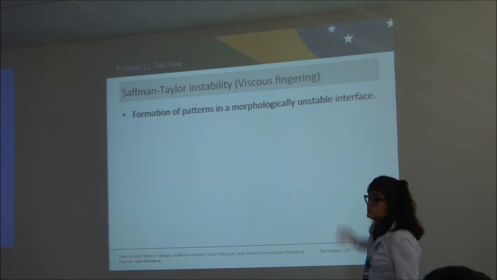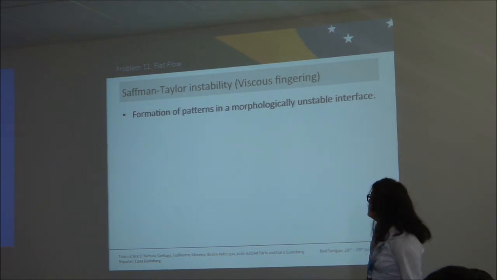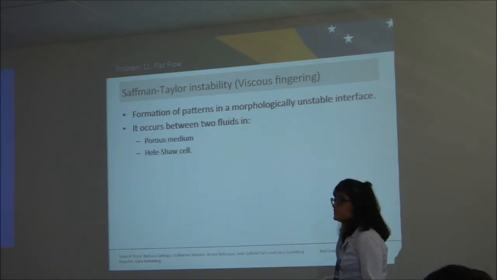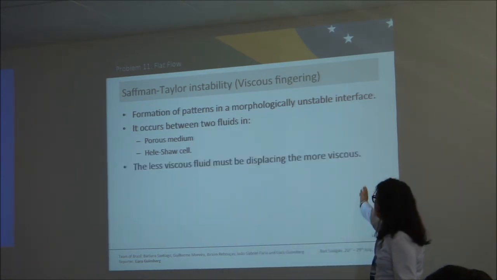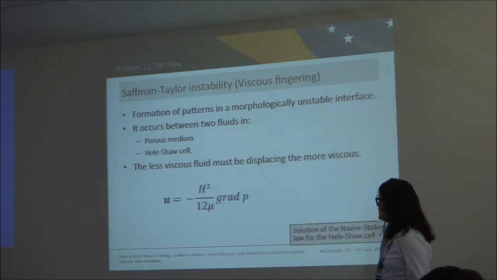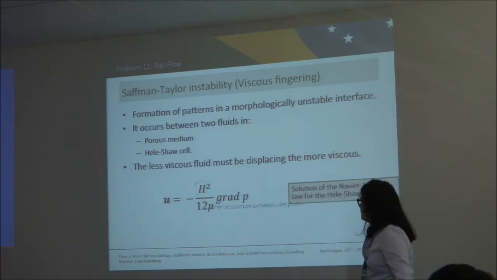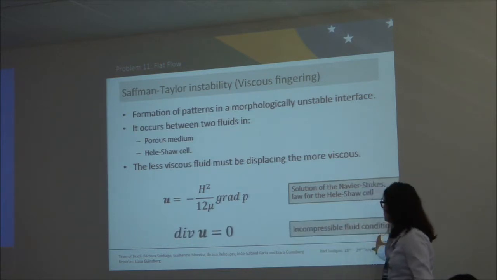We can analyze the Saffman-Taylor instability, also known as viscous fingering. It's a pattern formed in a morphologically unstable interface, and it occurs between two fluids in a porous medium and in a Hele-Shaw cell. We analyze the second one. When the less viscous fluid is displacing the more viscous one, you can derive the solution for the velocity depending on the separation between the plates and the gradient of pressure. And here we have the incompressible fluid condition.